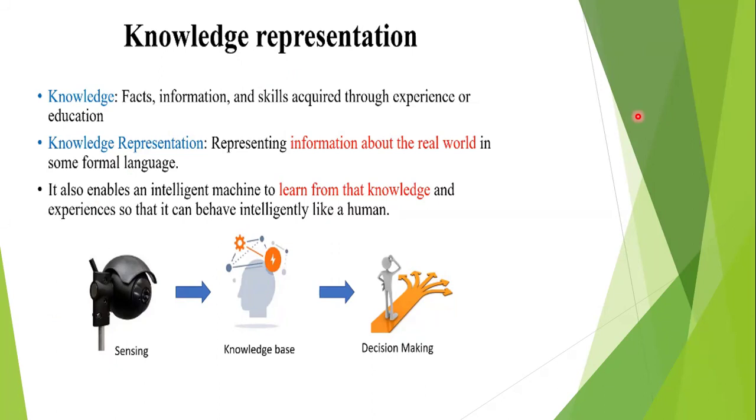For getting the knowledge to the system, we have a separate part called knowledge representation, and propositional logic, predicate logic, first order logic. So many types of logics are there. First, we are going to see what is meant by knowledge. Knowledge is just facts or information that we gain through our experience or our educational skills. So how are we going to represent that knowledge? Representing information about the real world in some formal language makes the system learn from that knowledge and experience and act intelligently like a human being.